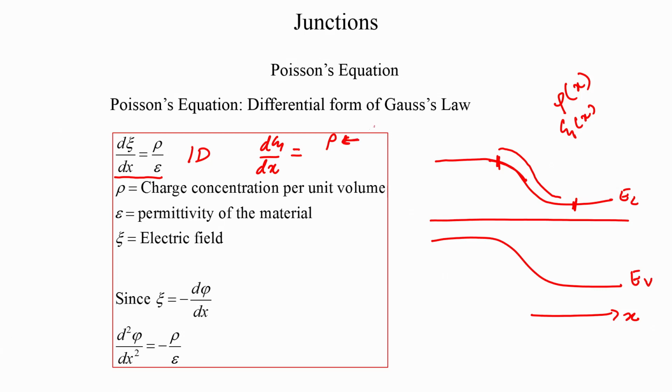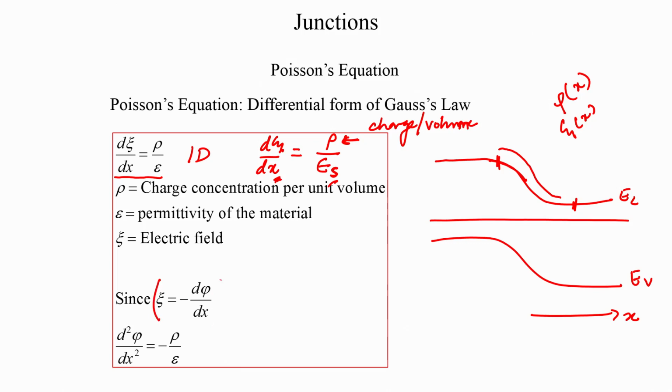This is the charge per unit volume. It is not per unit area, it is not the total charge, it is the charge per unit volume divided by the permittivity of the material in which we are doing all this analysis. So, in our case it is mostly going to be the permittivity of the semiconductor. That is the electric field, that is the spatial coordinate x, rho is the charge concentration per unit volume, and epsilon is the permittivity.